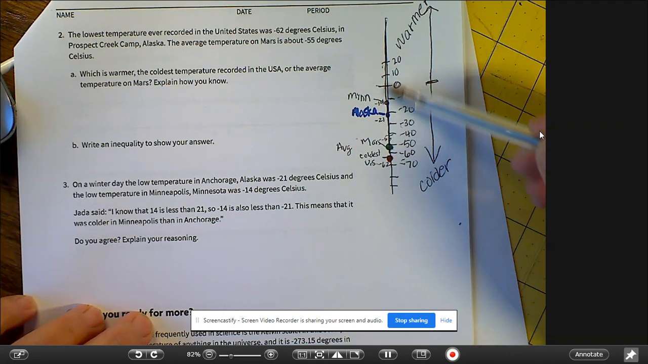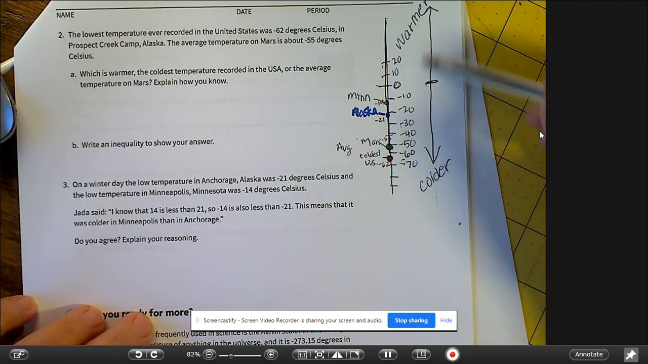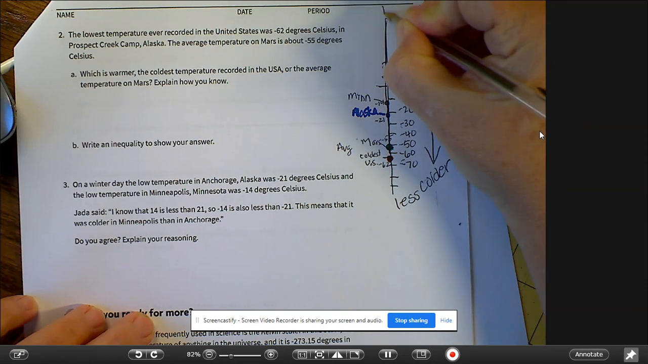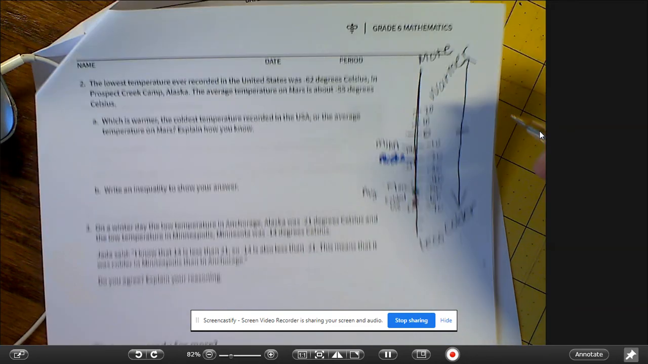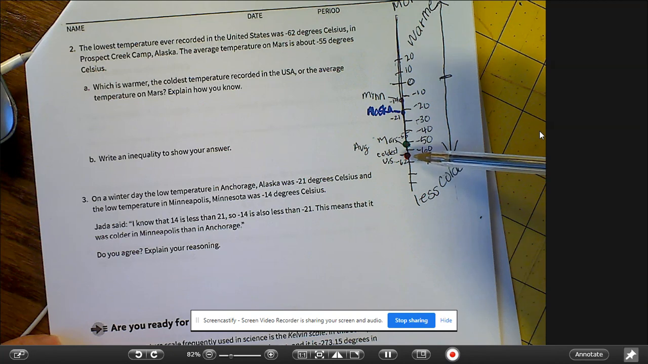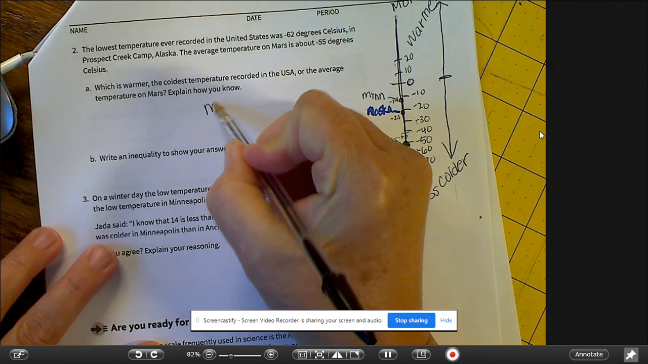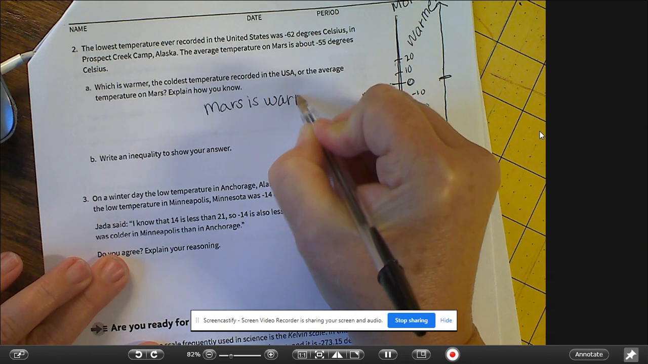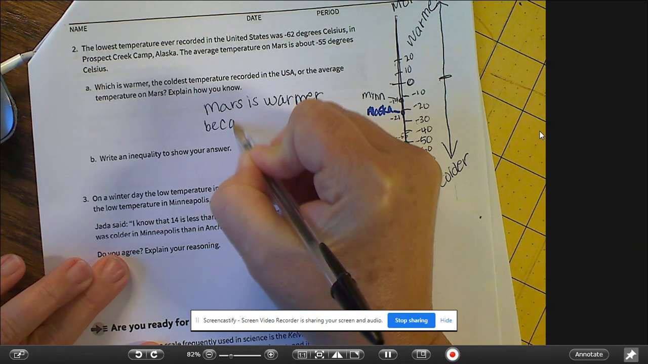And then the average temperature on Mars is about negative 55. So the closer you are to zero when you're going down is warmer. Cold goes further down this way, warmer goes up. This is less, going up is more. Okay, so if you're saying which is warmer, the coldest temperature in the US or the average temperature on Mars, well, warmer is going to be the one that's closer to zero. So in this case, Mars is warmer because it's closer to zero.